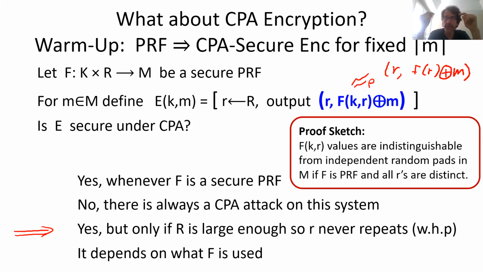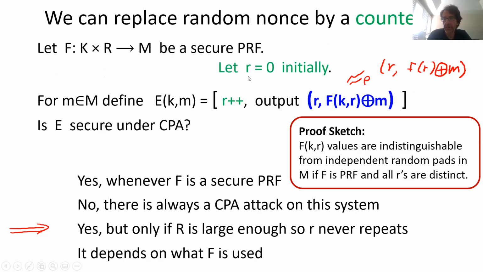Okay, but you can say, well, let's just do it differently. Let's not pick arrays at random. Let's do a deterministic counter mode. So initially R is 0, and every time I run it, I increment R. Now I'm guaranteed no collisions for 2 to the 64. And 2 to the 64 is a lot, so I'm good.